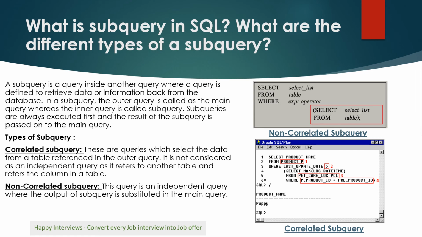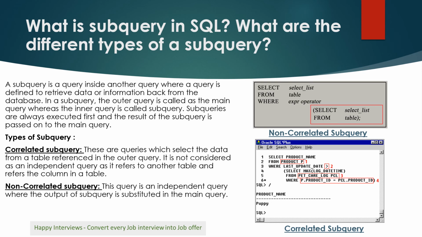Types of subquery. Correlated subquery. These are queries which select the data from a table referenced in the outer query. It is not considered an independent query as it refers to another table and refers to the column in a table. Non-correlated subquery. This query is an independent query where the output of the subquery is substituted in the main query.